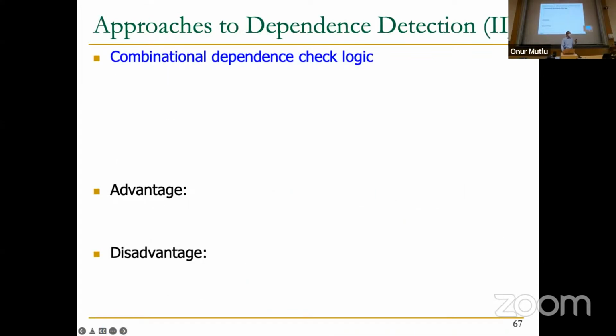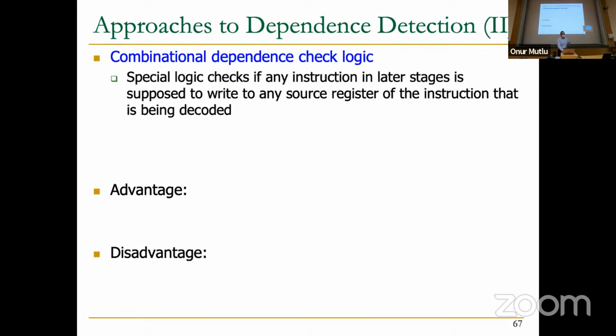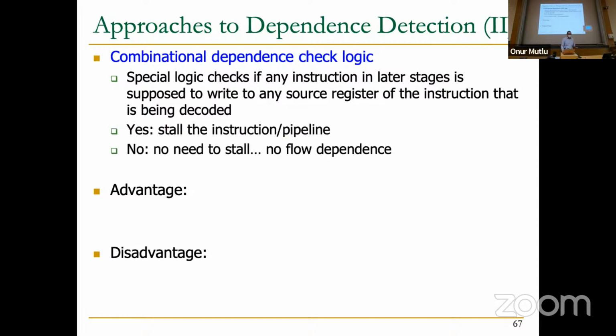But there's another way of detecting, and this is what your book uses actually, a combinational dependence check logic. You basically add special logic that checks if an instruction in any later stage is supposed to write to any source register of the instruction that's being decoded. This is a mouthful, but basically you look at all of the stages. Is there any instruction that's writing to the register that I'm trying to read right now? And if the answer is yes, stall. That's the idea. You detect the dependence.